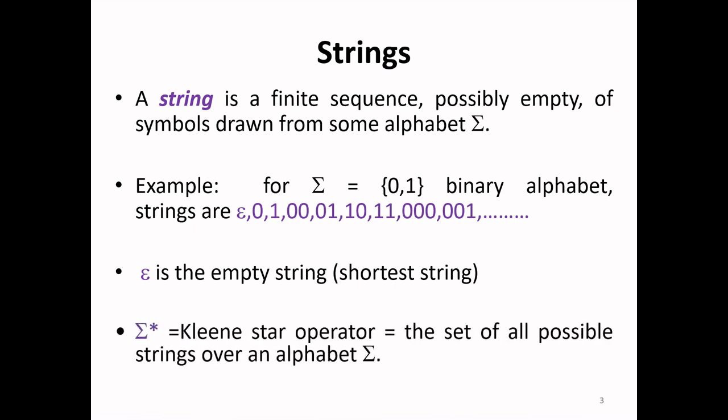epsilon, and Σ star is the Kleene star operator, which represents the set of all possible strings over an alphabet Σ. So, let us see some of the functions on strings.